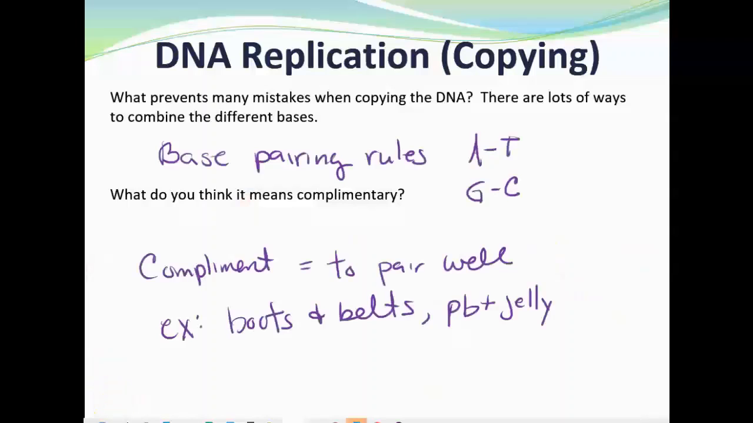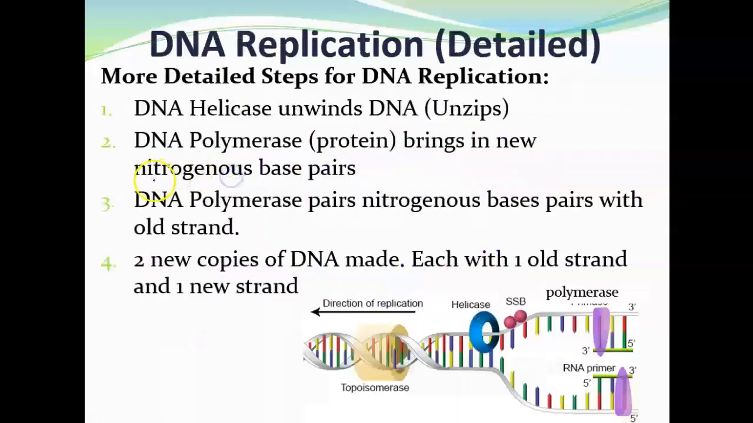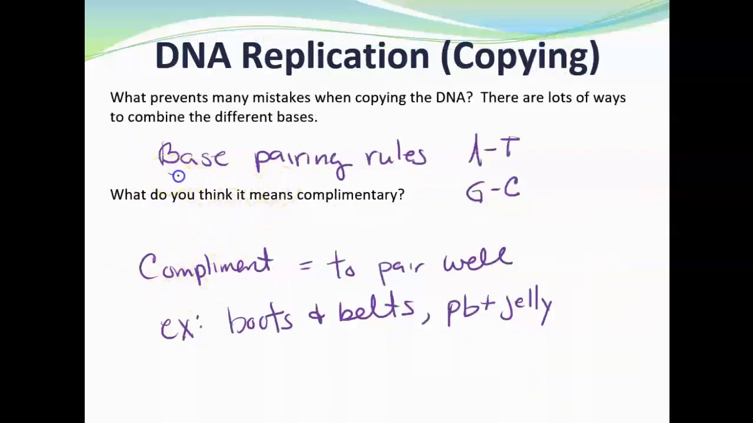Well, I've added in some notes here for you. The most important way that we can prevent mistakes when copying the DNA is these base pairing rules that you just learned. As long as the DNA gets copied following these rules, everything should stay in the correct sequence. Sometimes mistakes still happen.